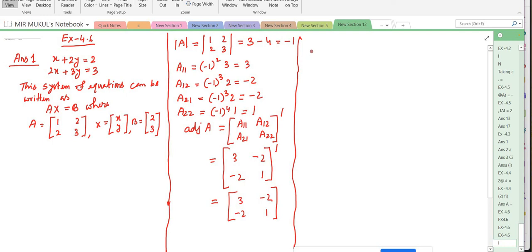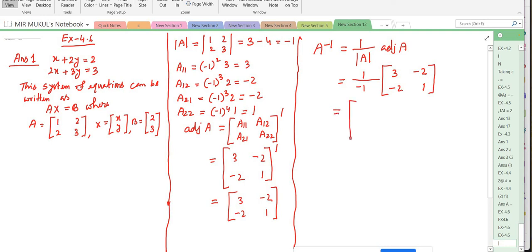Now adjoint we found. After that, A inverse. A inverse will be 1 by determinant of A into adjoint of A. So 1 by determinant of A, what we got? Minus 1, and adjoint of A is 3, minus 2, minus 2, 1. Now multiplying with minus 1, we get minus 3, 2, 2, minus 1.